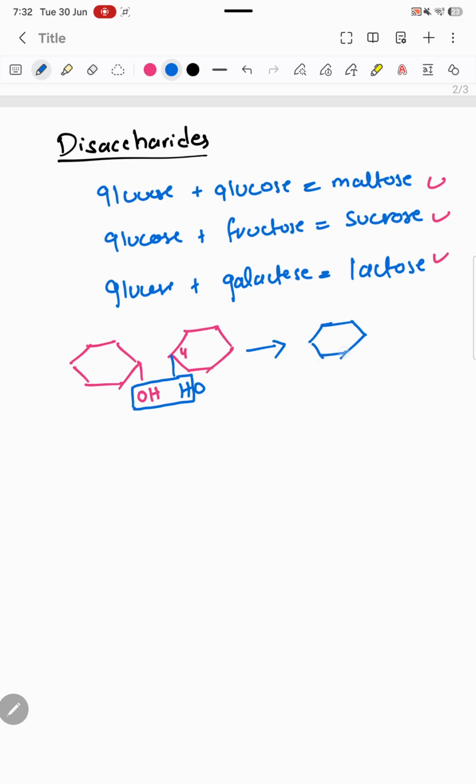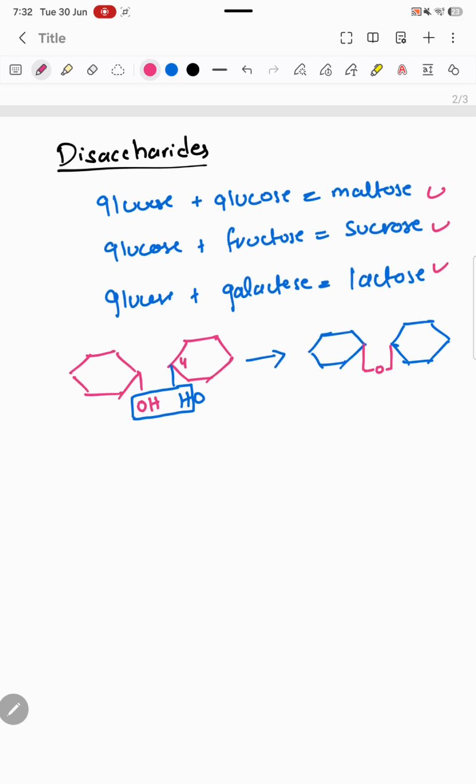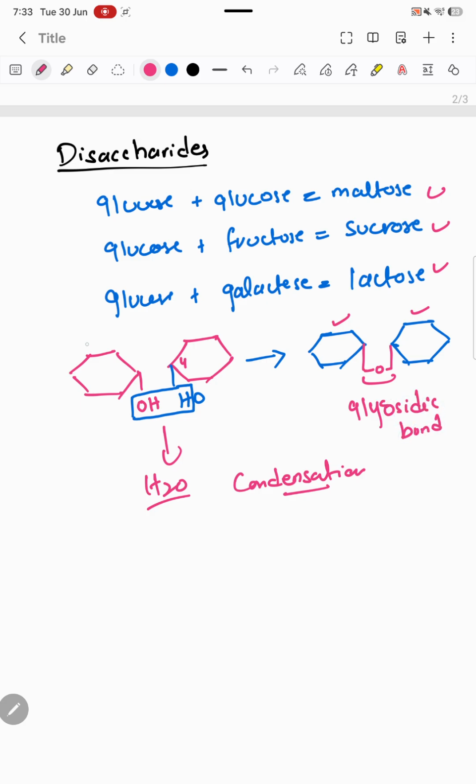The reaction that involves the removal of a water molecule, we call this reaction a condensation reaction. And the bond that is formed between the two glucose, we call this bond a glycosidic bond. Here you can see this is an alpha glucose and this is also an alpha glucose. So the bond is formed between carbon 1 and carbon 4 of the two alpha glucose. So we call this a 1-4 alpha glycosidic bond.